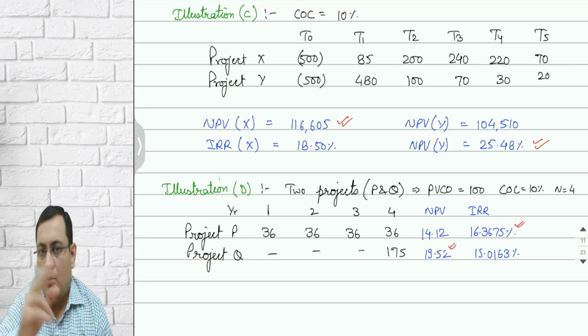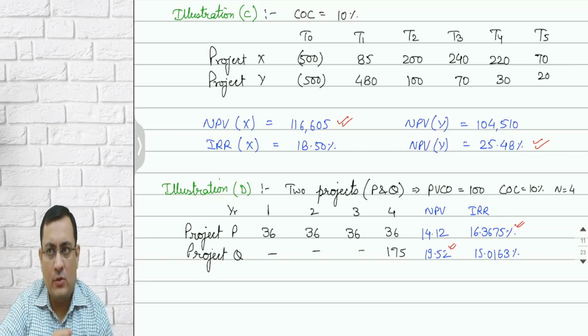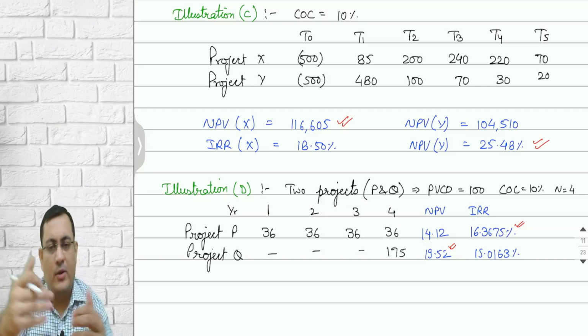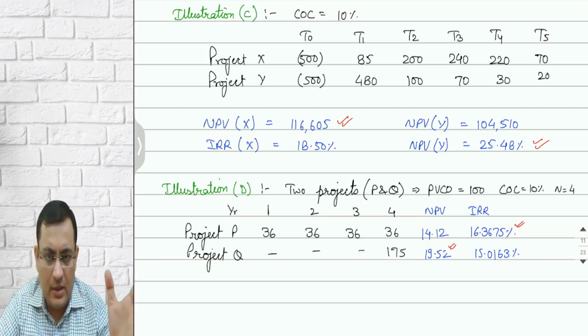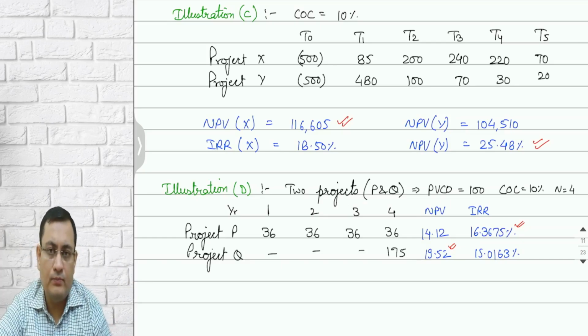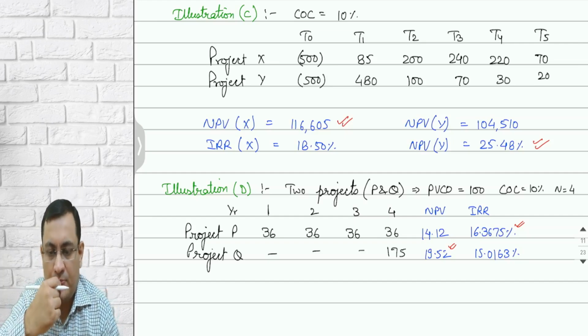How? Both are having equal PVCO, 100. So when deciding, this PVCO can be ignored because both are having an equal outlay. Both are of equal tenure, 4 years. So again, timing is not the issue. So which project will be accepted? We will go for the range.